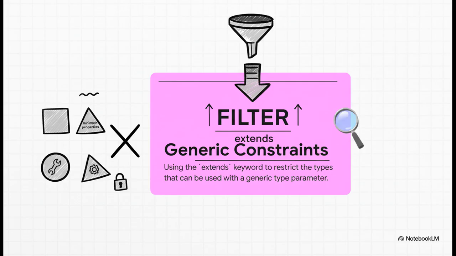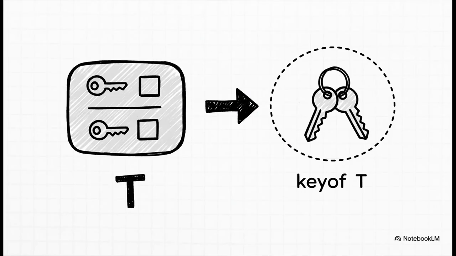So that's the big idea here. Constraints, which we make with the extends keyword, are how we narrow down the kinds of types a generic can accept. We're putting a requirement on it. We're making sure that whatever type gets used will have the basic properties or methods our function needs to do its job safely. Now, constraints can get even more powerful.